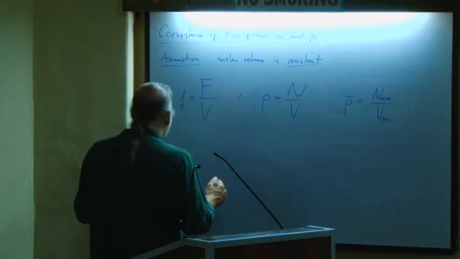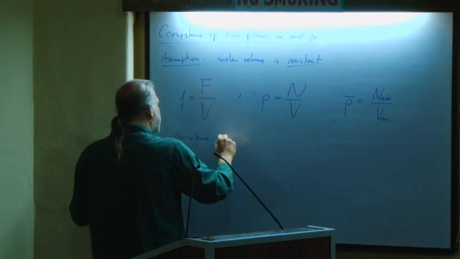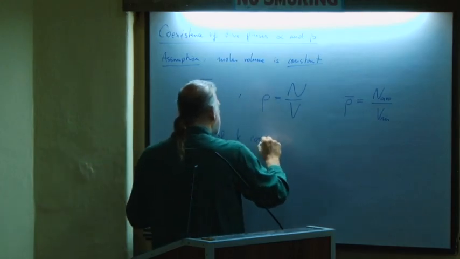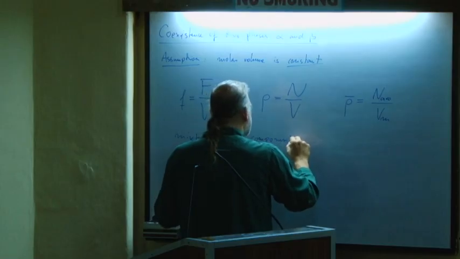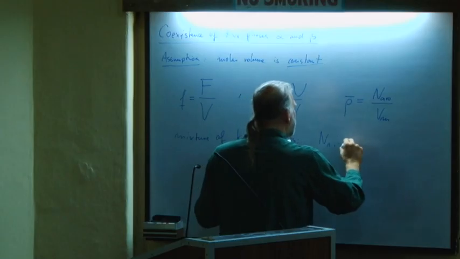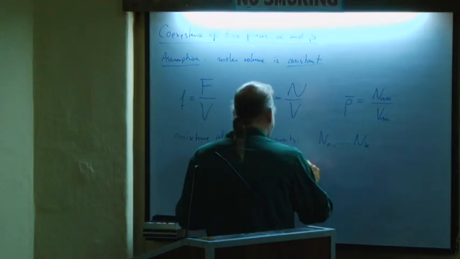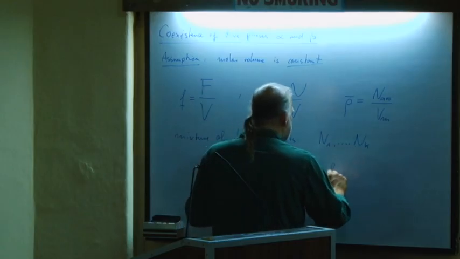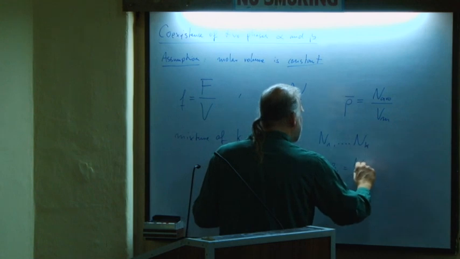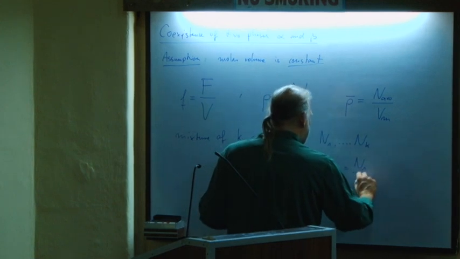Now, if I have a mixture of k components, of course I have numbers n1 until nk of particles. So I will also have number densities ρ1 to ρk, which are of course the number densities.